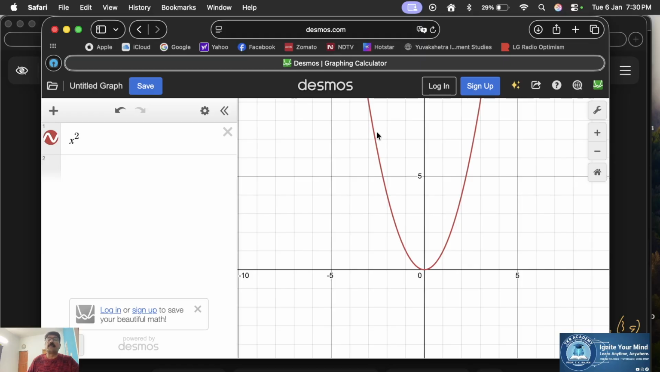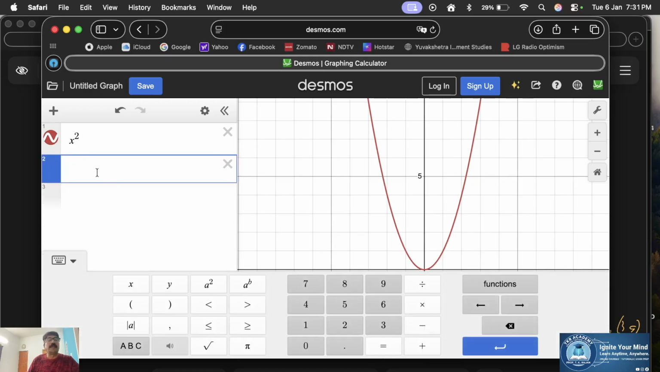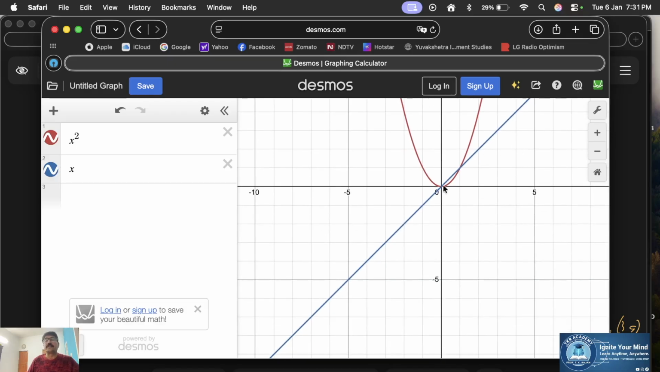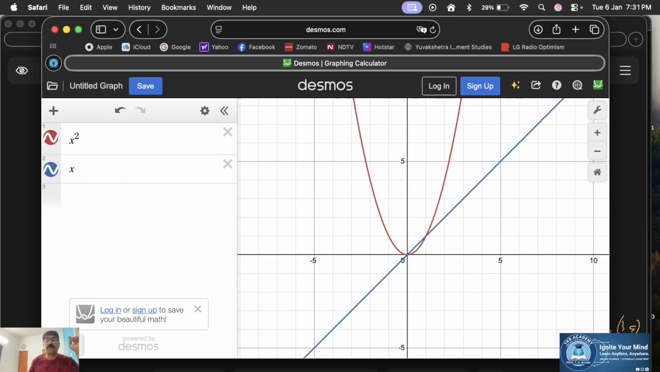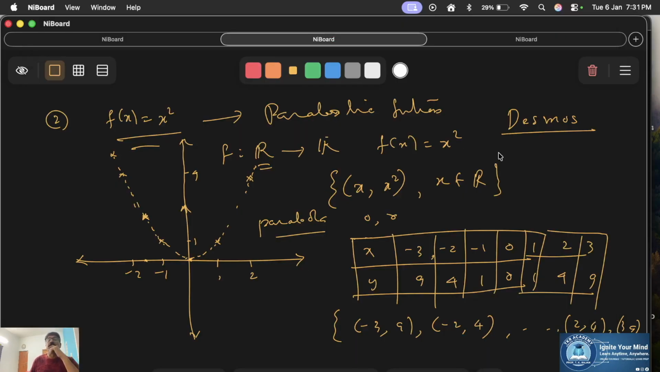Here the domain is set of real numbers. Similarly, earlier we drew the graph of f(x) equal to x. So that's a straight line passing through origin. If you want to see only x square, then you simply click here and you see the graph of x square only. Otherwise, you can see both curves x and x square on the same graph sheet. So this is an easier way to draw the graph of a function by using the Desmos app.